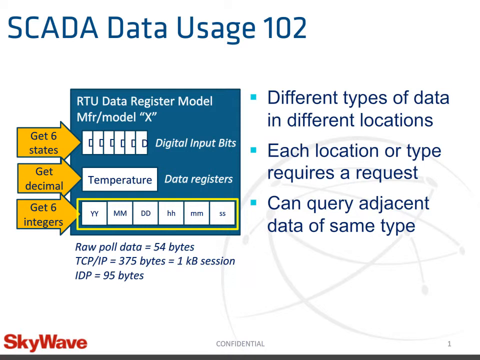Encapsulated in TCP/IP, the total usage is 375 bytes, which if polled every hour likely gets rounded up to 1 kilobyte per hour. IP-SCADA over IDP would use 95 bytes for the same set of transactions, resulting in between 75% to 90% total data reduction. Other protocols may manage data more efficiently, so it's likely that Modbus represents the most extreme case of potential bandwidth savings with IP-SCADA from Skywave.